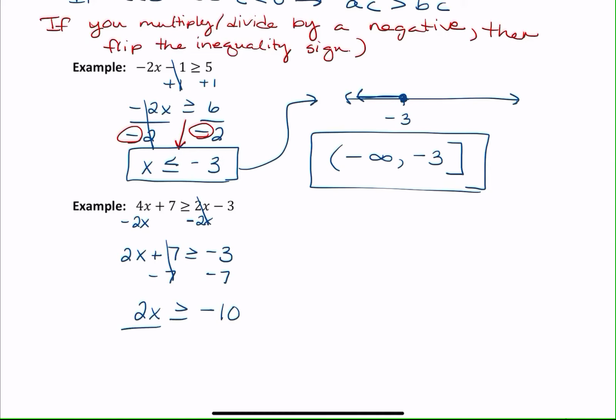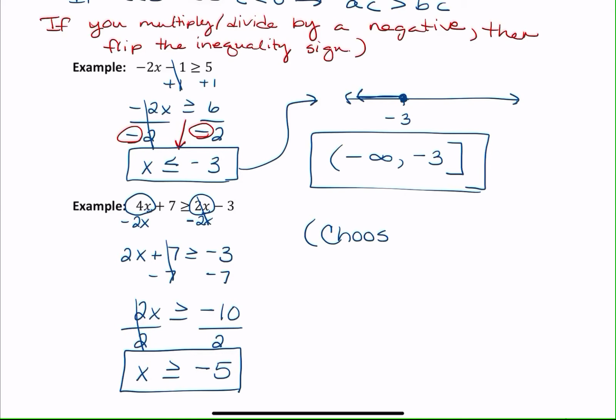So now here I'm just dividing by a positive 2, so my inequality stays the same. And I end up with x is greater than or equal to negative 5. If I'd have chosen to move this instead of the 2, I would have had to divide by a negative. So if you choose to move the smallest x, if you do that, you'll avoid dividing by a negative.